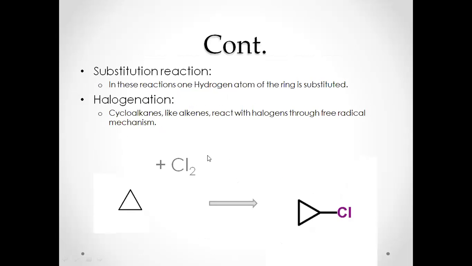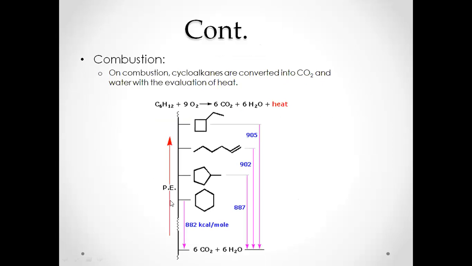Substitution reactions of cycloalkanes. Halogenation. When we do halogenation, the hydrogen will be replaced with a chlorine atom through a free radical mechanism. Then the next is combustion. On combustion, the cycloalkanes are converted into carbon dioxide and water with the evolution of heat.